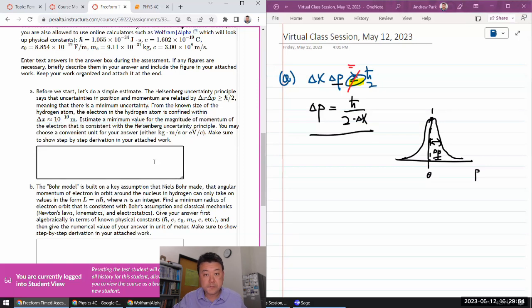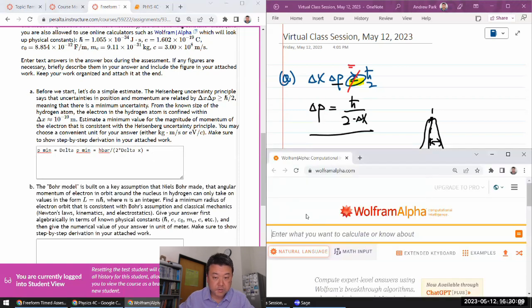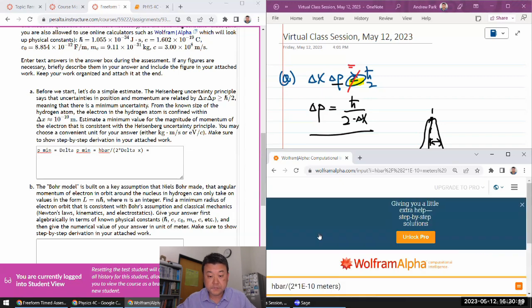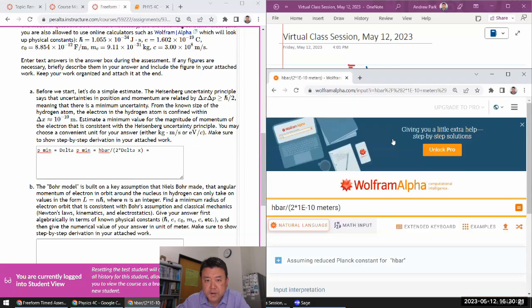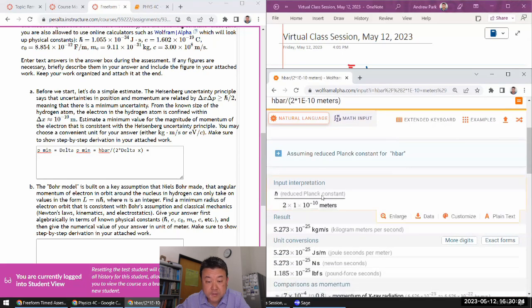So p min is equal to delta p min, which is equal to h bar over 2 times delta x, which, doing the calculation in Alpha, is h bar divided by 2 times 1e minus 10 meters. Yeah, and I think it'll understand the h bar as the reduced Planck constant.